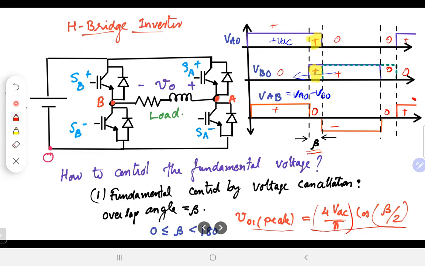So you can verify that by calculation also. But I just wanted to give you an intuitive idea. When beta is equal to 180, you get 0 here, because cos beta by 2 is cos pi by 2, which is 0. Whereas when beta is equal to 0, I get the maximum voltage. So the overlap would take care of the control of the voltage. This is a very simple idea, but very effective.